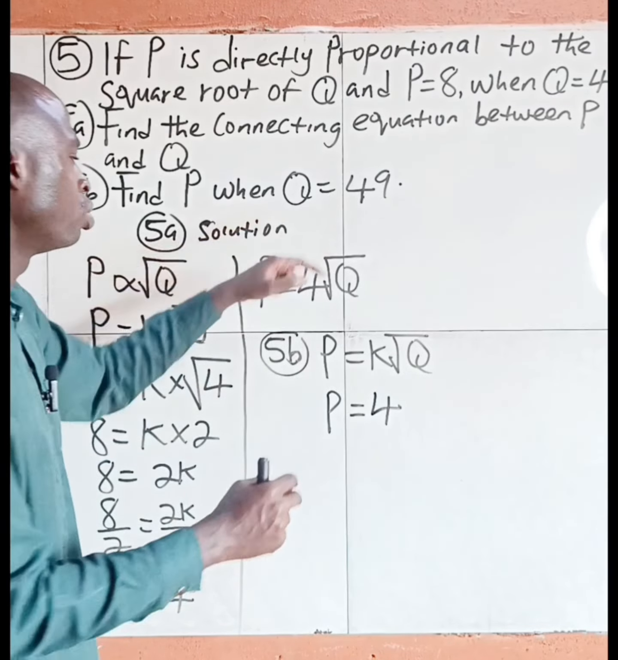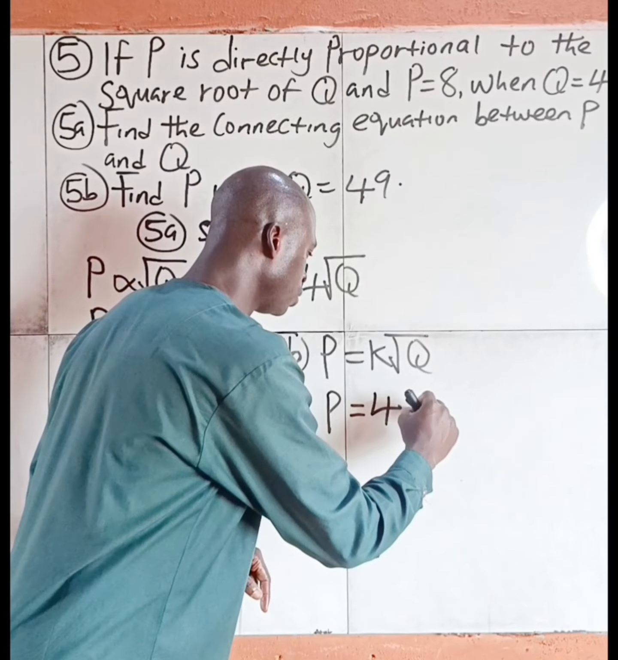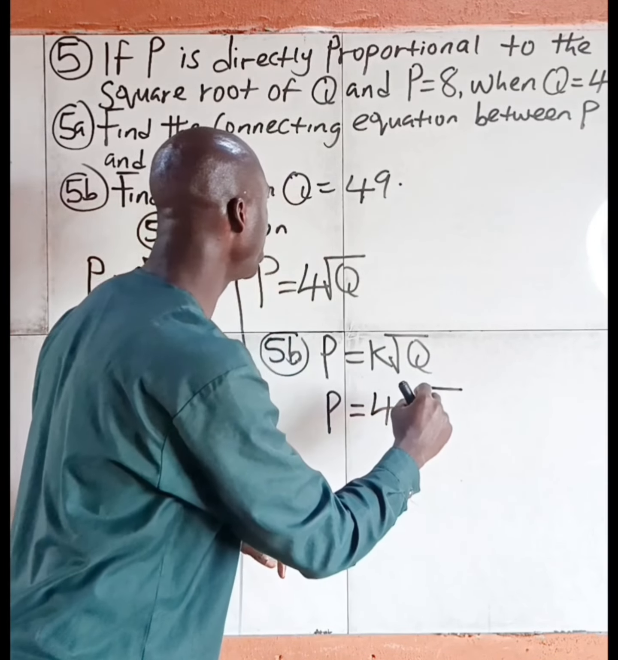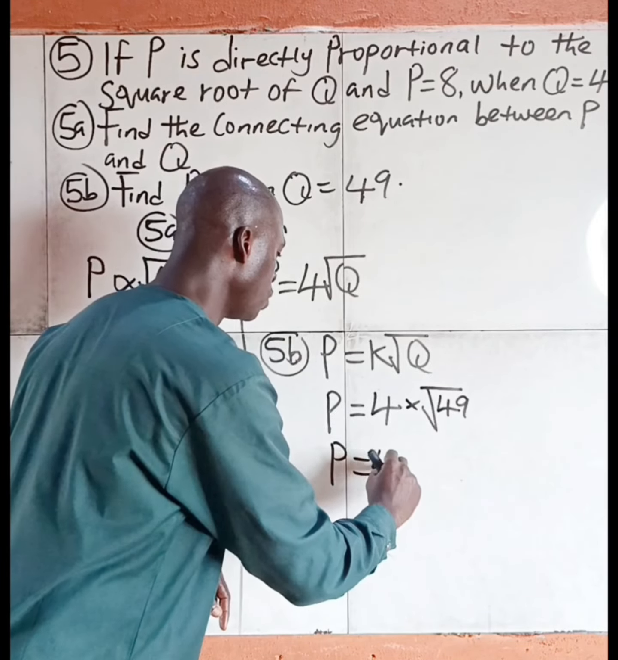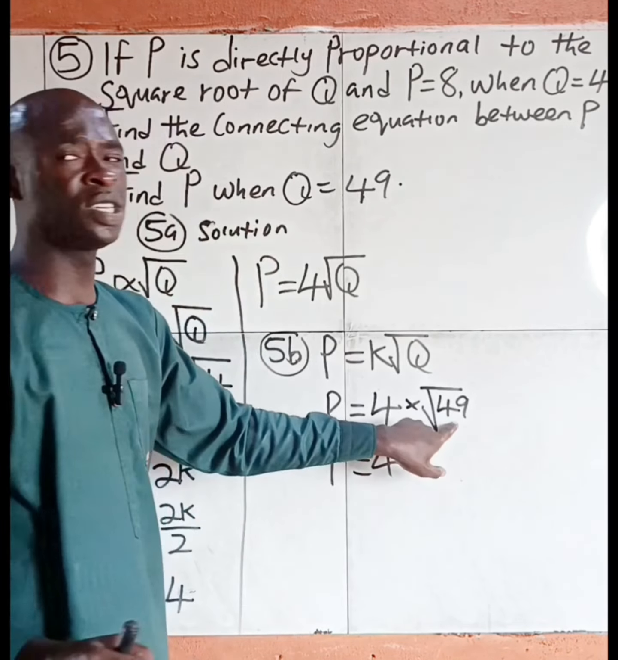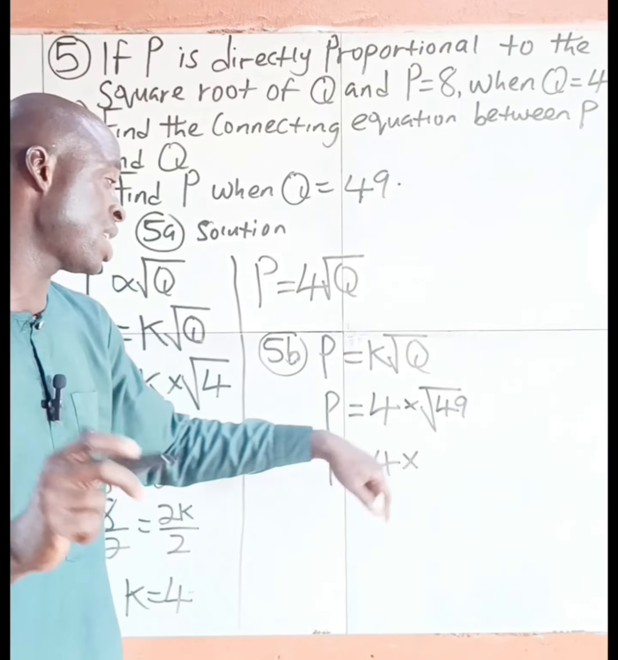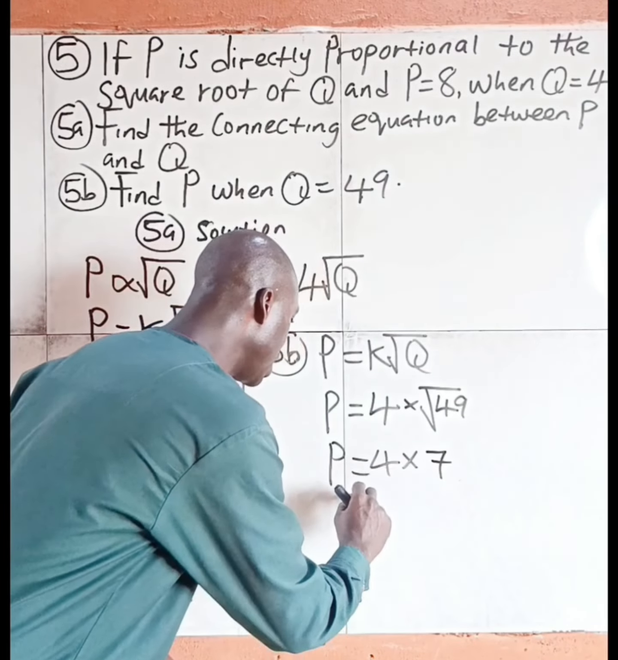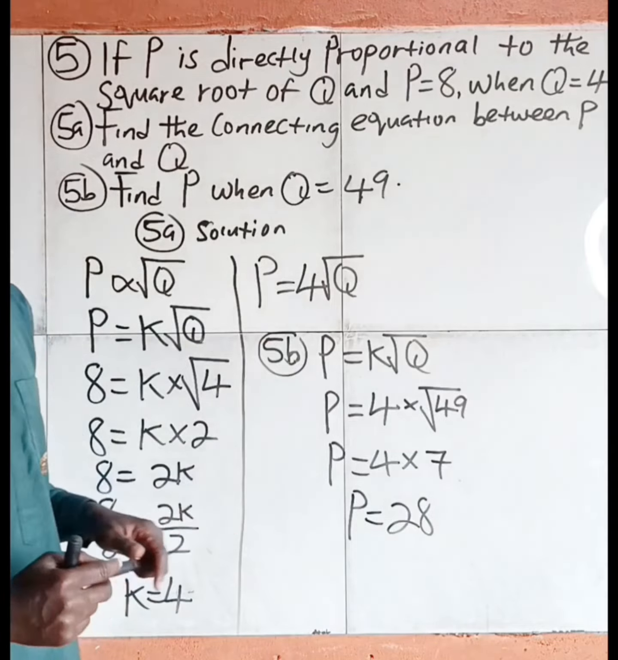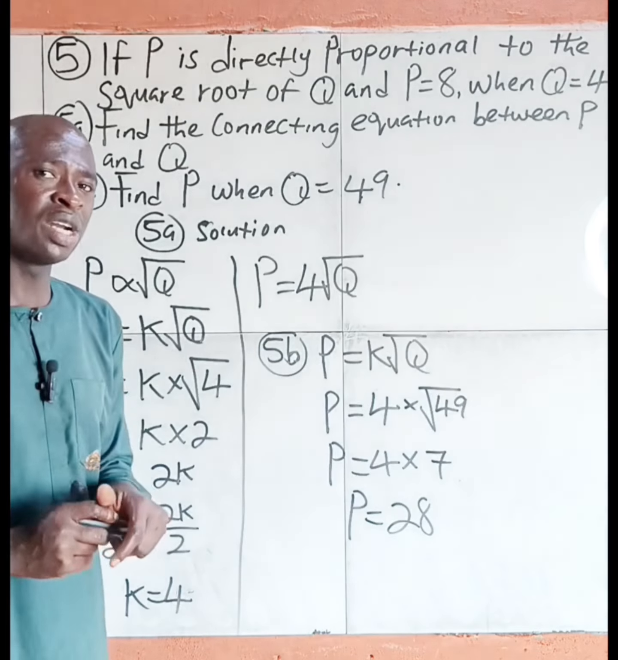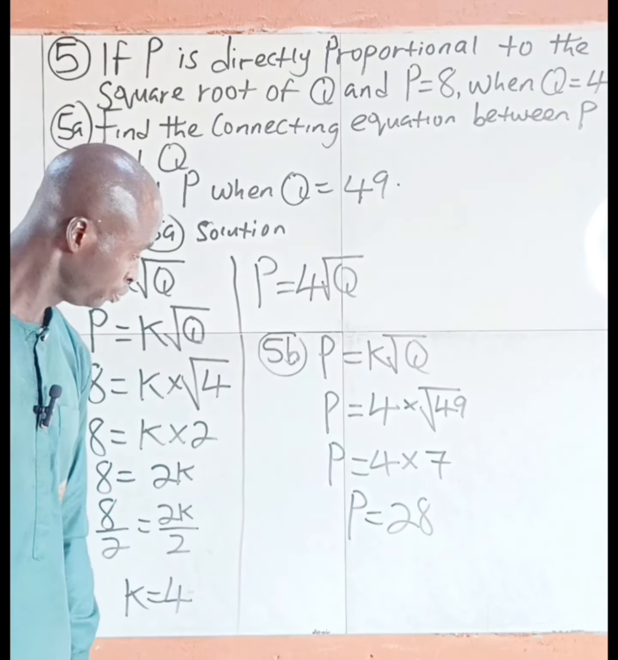Now, did they give you q? Yes, they did give us q. Our q here is 49. So you simplify further by saying 4 multiplied by, what is the square root of 49? The square root of 49 is 7. So here becomes 7. At the end of the day, our p becomes 4 times 7, 28. And this becomes the solution to question 5b. Now you can clearly see how it is done. It is very, very easy.